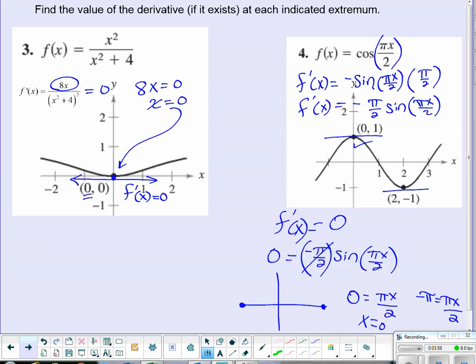So no surprise that at x equals 0, we're seeing a max or a min. And on this other scenario, part B here, my other option, if I multiplied by 2, I'd have negative 2 pi equals pi x. Divide by pi, and x equals, should be positive 2, shouldn't it? Yep, because I'm dividing by negative pi. So x equals positive 2, and we get the two locations there.